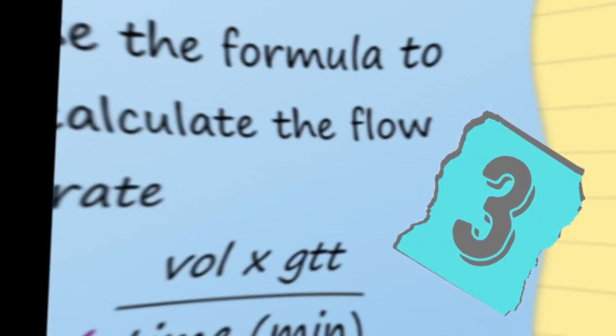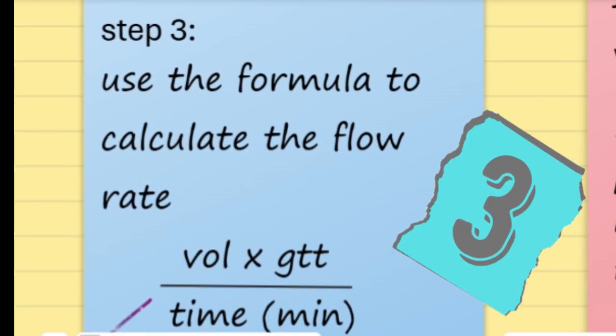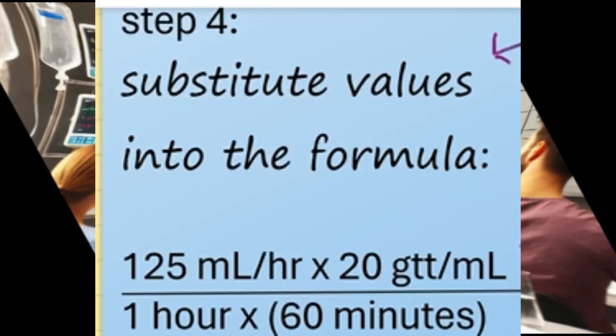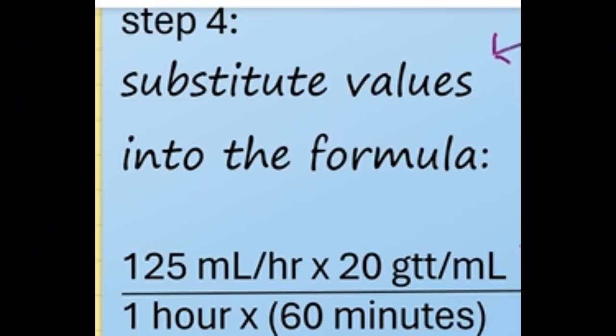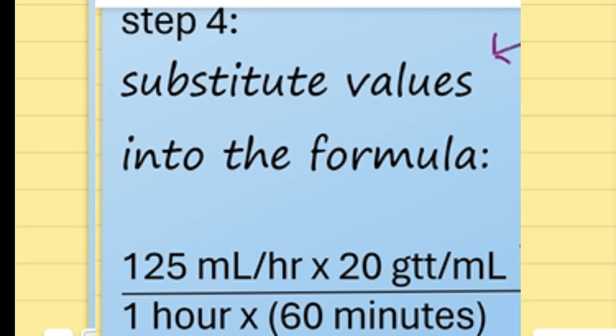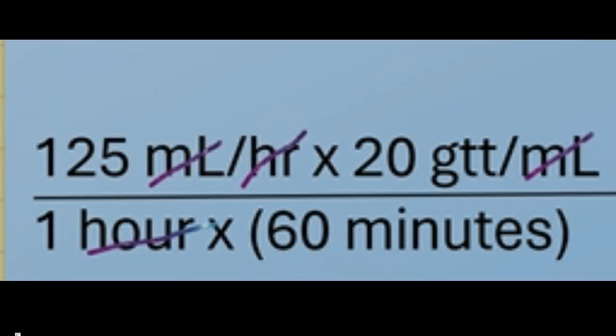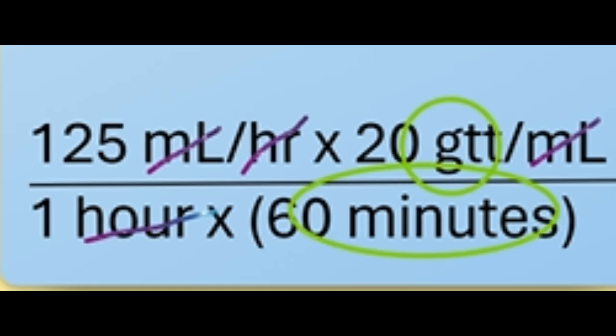Step 3, you're going to use a formula to calculate how fast the infusion should run. So we're going to substitute the values, because now we're going to use that 125 milliliters per hour, because that's how fast the doctor wants it to infuse, times the drip factor of 20 over 1 hour. Utilizing the same standard formula, volume times drip factor over time in minutes. The hour is going to cancel. The milliliter is also going to be canceled. And then you're left with drops per minute.